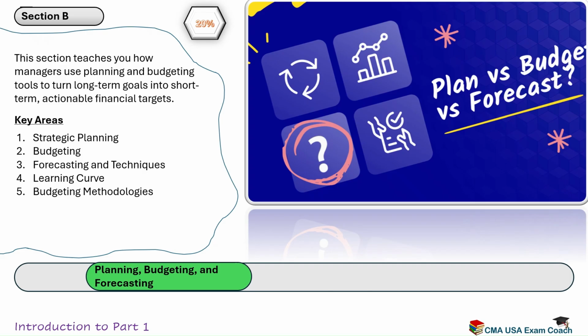5. Budgeting methodologies. Finally, we'll learn about different approaches to budgeting. Some companies start fresh every year, called zero-based budgeting, while others simply adjust the previous year's figures, known as incremental budgeting. We'll also see how activity-based and rolling budgets work, helping managers keep their plans flexible and realistic.